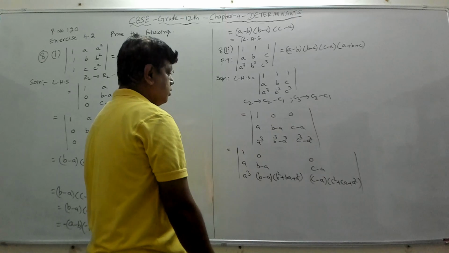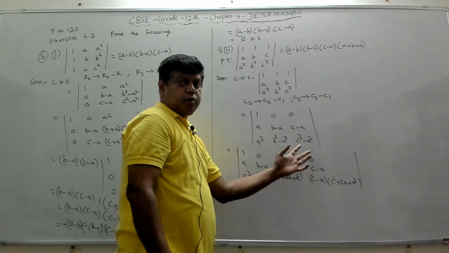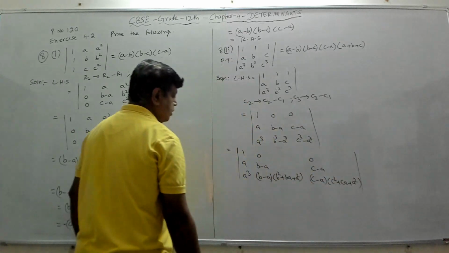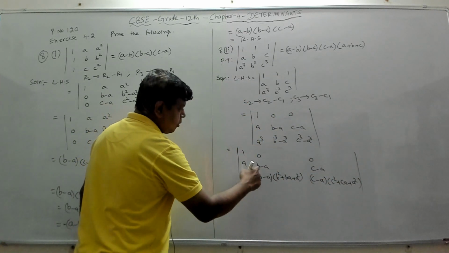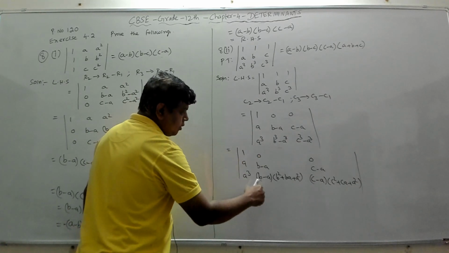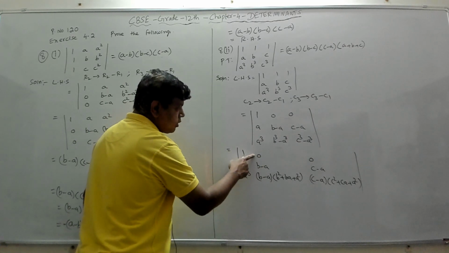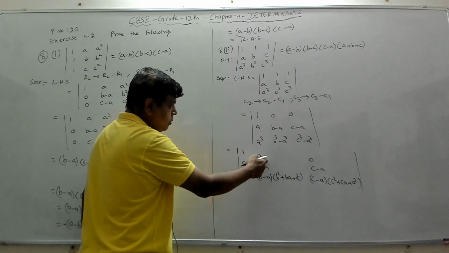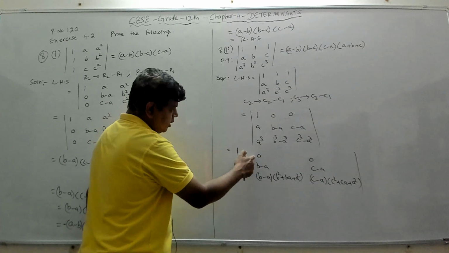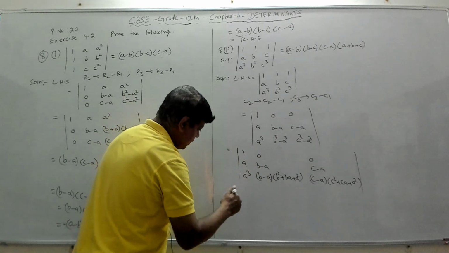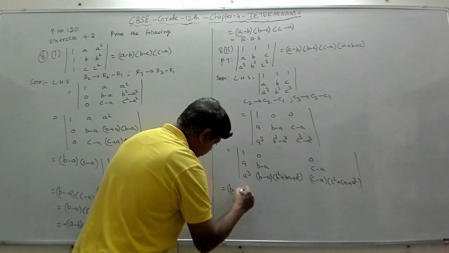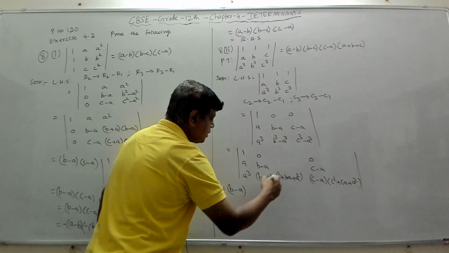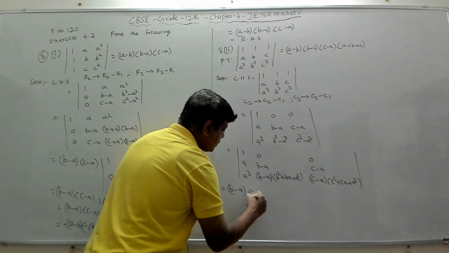So you should know your A cube minus B cube formula. Now if you observe here, B minus A is present in every element of column C2. Whenever you see 0, it can be written as 0 into B minus A. So this element has B minus A, this has B minus A, this has B minus A. So I can take B minus A out of my determinant. Similarly, this has C minus A, and this 0 also means it has C minus A. So column 3 also has C minus A.